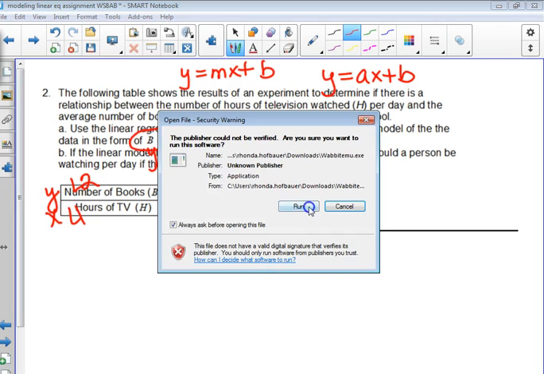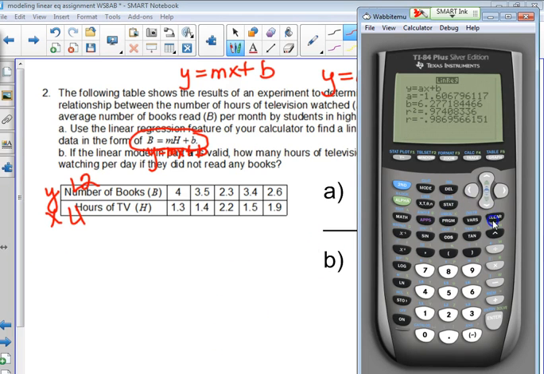All right. Pulling up my calculator here. You guys are probably way ahead of me, right? So it's stat enter to get there. Into list 1, we're putting these bottom numbers, hours of TV. So it should be 1.3, etc. And then over here we have the number of books. Okay. Any questions about that part?